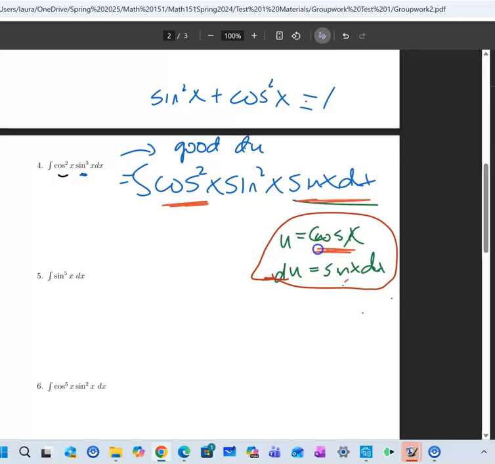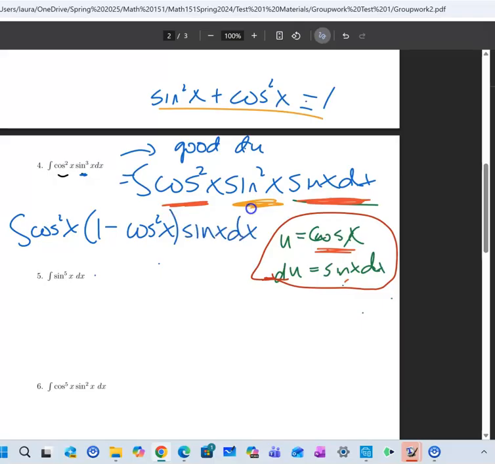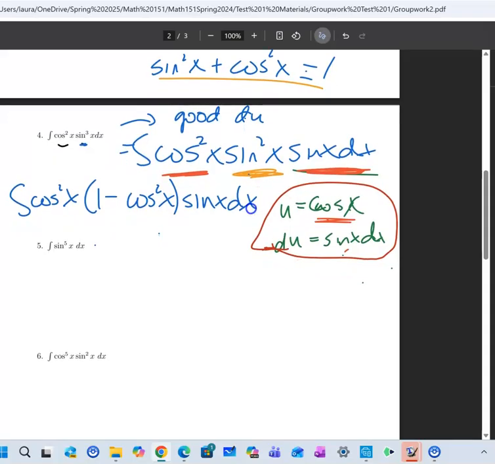The du takes care of that. How am I going to deal with this? Oh, right. That's where we use this identity. So then I'm going to keep the cosine squared. I'm going to rewrite sine squared as 1 minus cosine squared, and then sine of x dx. So it's really important to keep all x's and then go all u's. So this will give me u squared, 1 minus u squared, and then a negative du.